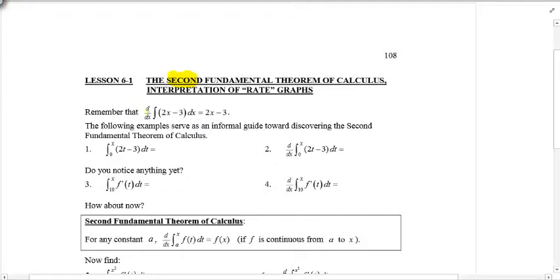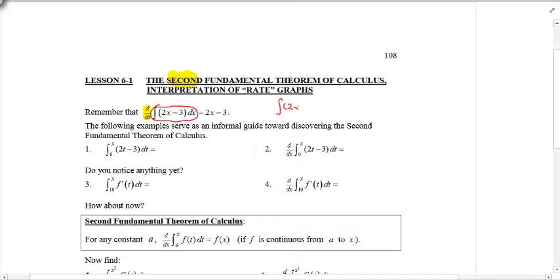And do you remember this notation here? d/dx? Yeah, that's like a verb. Take the derivative of. Well, what are we taking the derivative of? It says take the derivative of the integral of the function 2x minus 3 dx. And I hope you remember that that's just equal to 2x minus 3. And if you don't, I would suggest you do the following.